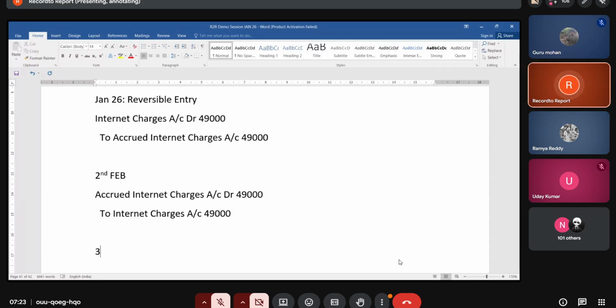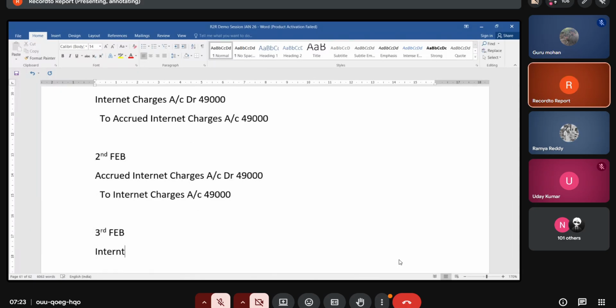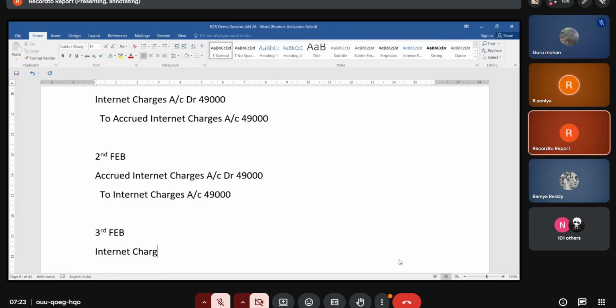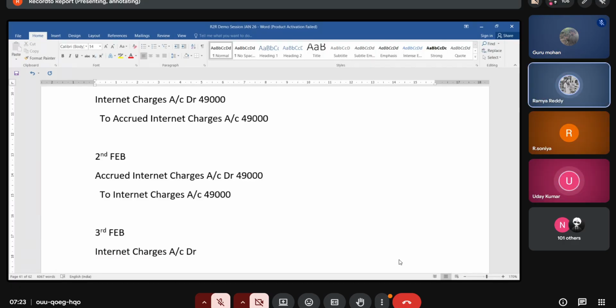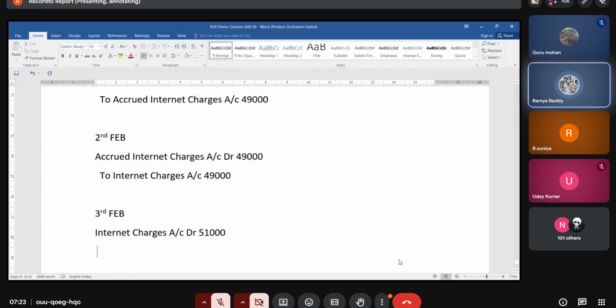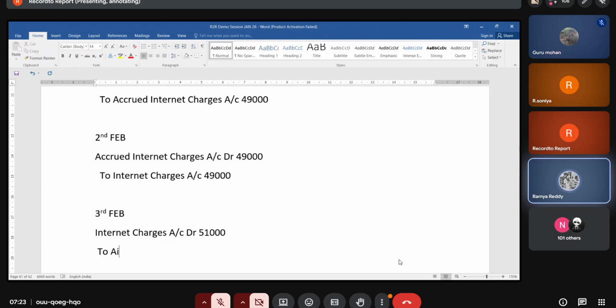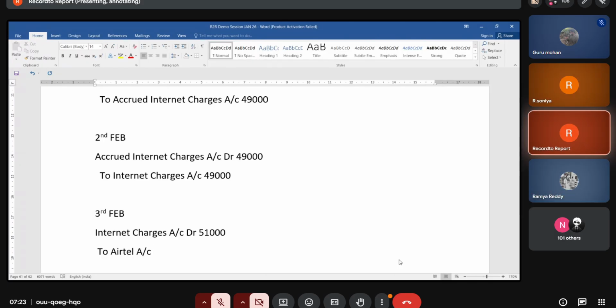What happens when we receive the bill on 3rd February? What is the entry we need to book? Debit internet charges account, credit bank account. Why do we need to credit bank? Are we paying the money on 3rd February? No, it is credited to the Airtel account.